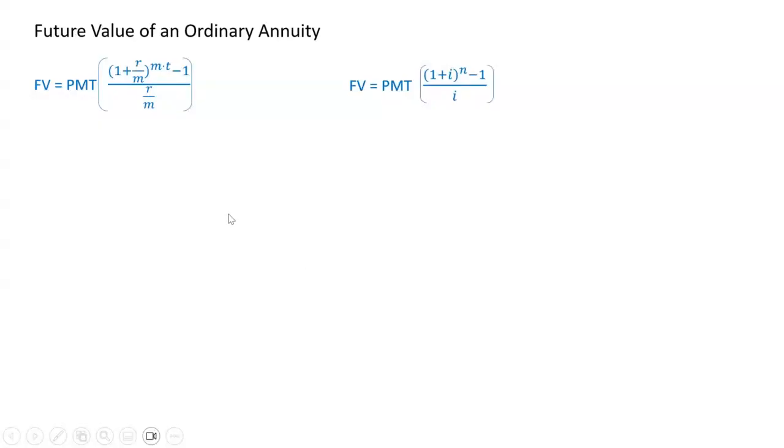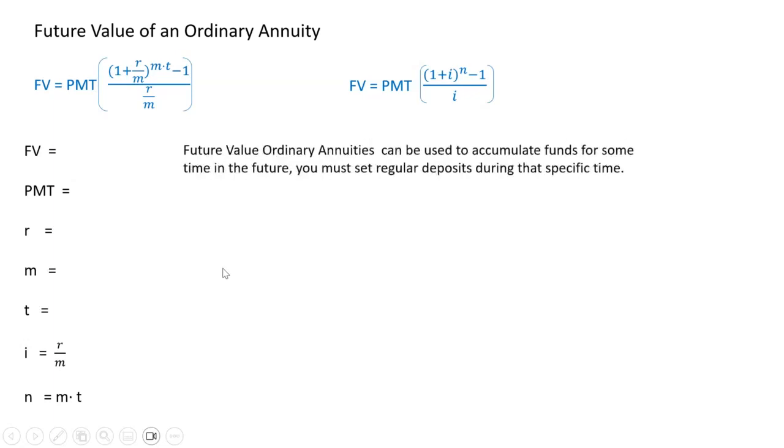Now comes future value of an ordinary annuity. So again, the formula on the left and on the right are the same because my I is the same thing as R divided by M, and my N is M times T. Again, there's your 7 things, and here's what everything means. Okay, guys, future value of ordinary annuities can be used to accumulate funds for some time in the future, but you must make regular deposits during the specific time.